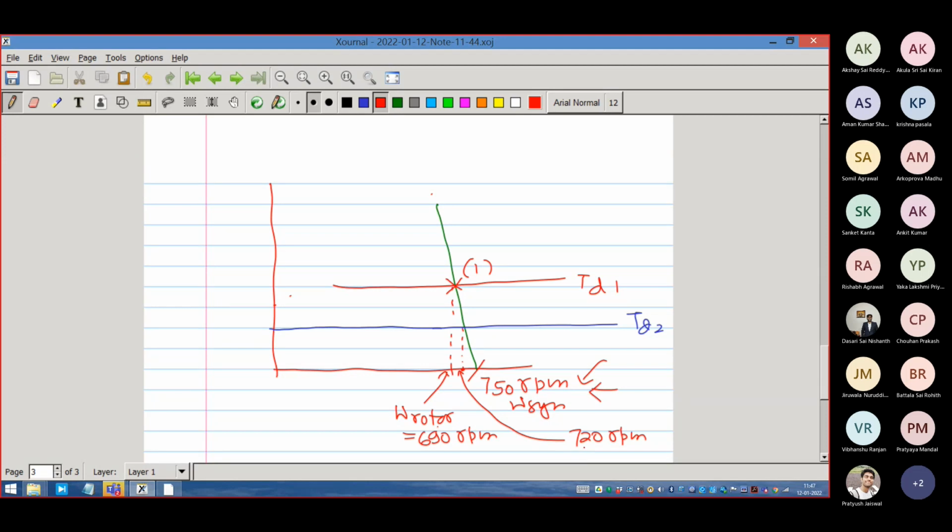That speed will be omega rotor 2. Omega rotor 1 was 690 RPM when it was delivering a torque TD1, and TD2 is equal to TD1 by 2. Obviously the load is less, so the speed is supposed to increase, to 720 RPM. But I still need the machine to operate at 690 RPM.